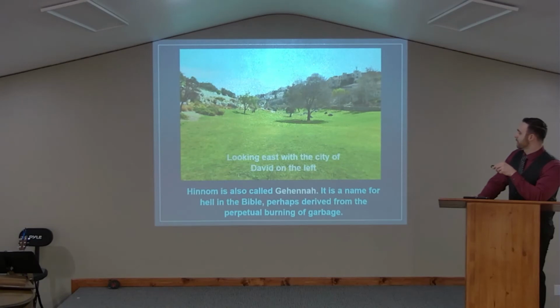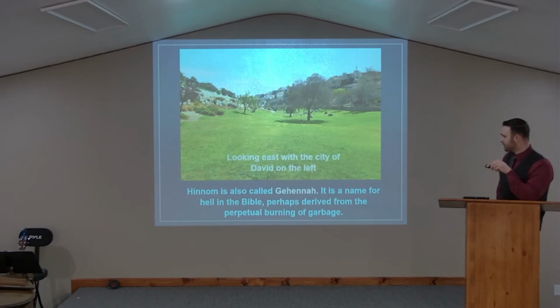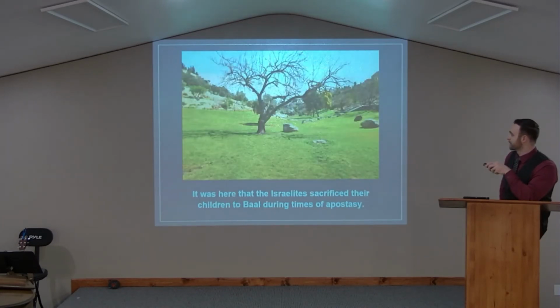Here's the Valley of Gehenna. It's also a name for hell in the Bible, and this is where they used to burn their garbage. It's east of the city of David that we just looked at over here. When Israelites were doing their idol worship, when they were apostatizing, it was here that they sacrificed their children, down here in this valley.